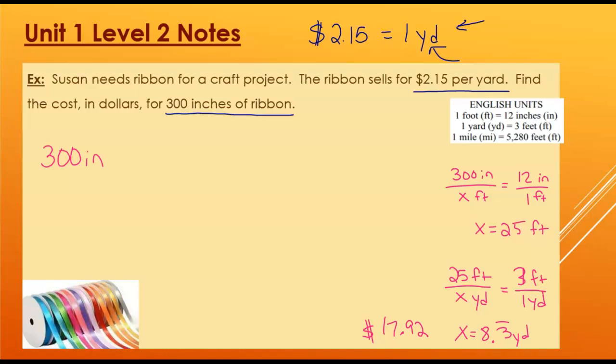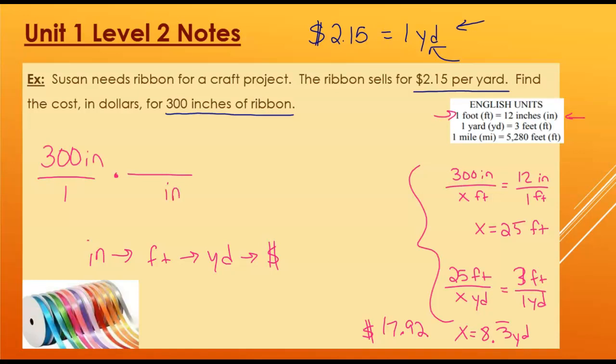Well, now we're going to do it with unit conversion. So I'm going to change my inches to feet, feet to yards, and then yards to cost. Check this out. So we have 300 inches over 1 to keep that value. Now I'm going to change my inches to feet, and then my feet to yards, and then my yards to my cost. Kind of like what I did over here, only with one sweep in the end. So I know that there are 12 inches in 1 foot. I put my inches on the bottom so they cancel. Feet on top, 12 inches is 1 foot.